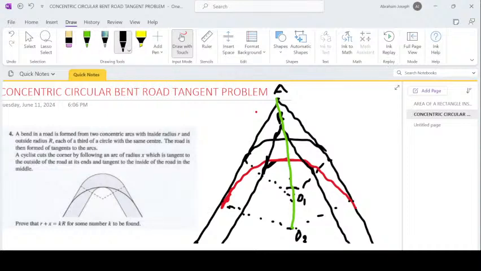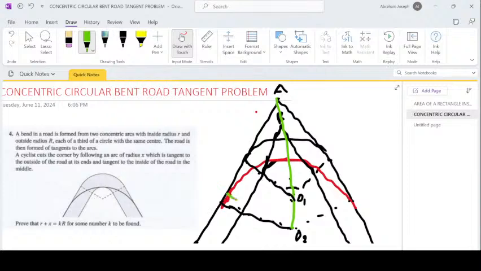Also, we have to do some labeling. So I'm going to draw this line and complete it. That's the first thing I want to get. Okay, so let's do some angle chasing.